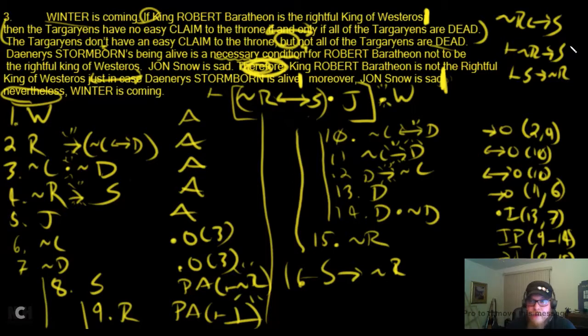We had the squiggle R arrow S since the beginning. Now we've got S arrow squiggle R. What can we do with that? Double arrow it in. Look, line 17. We get squiggle R, double arrow S. How so? Double arrow in, two things. Line 4, line 16.